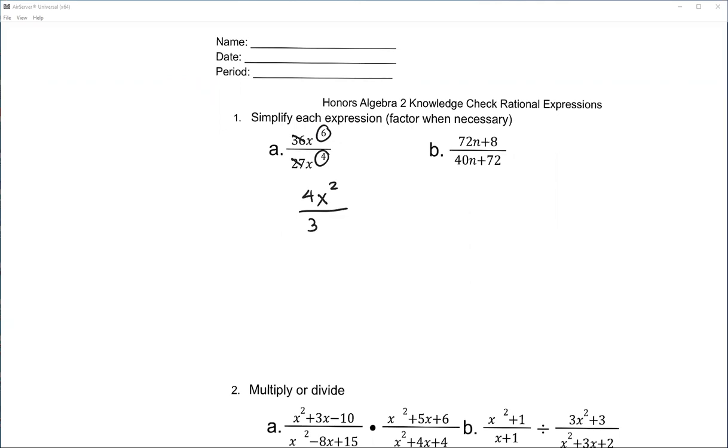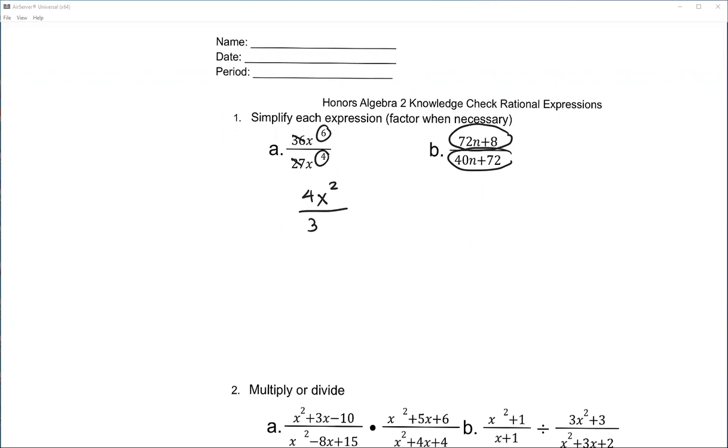All right. What people tend to do for letter B is the same thing. They tend to cross out the 72 and the 40, they cross out the n's. And again, you cannot do that, right? Because this is a quantity here. This is a quantity. All right. So they're kind of loyal to each other. The only way you could simplify is if you factor.